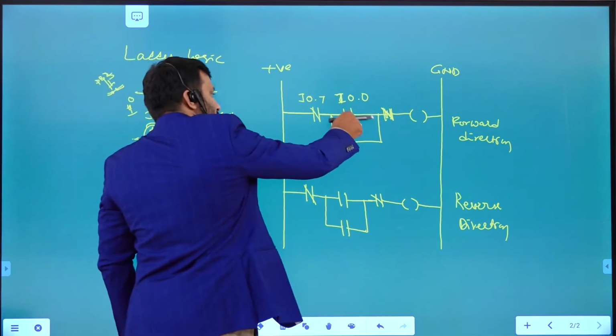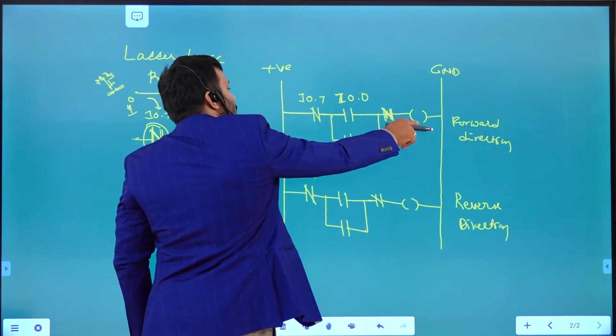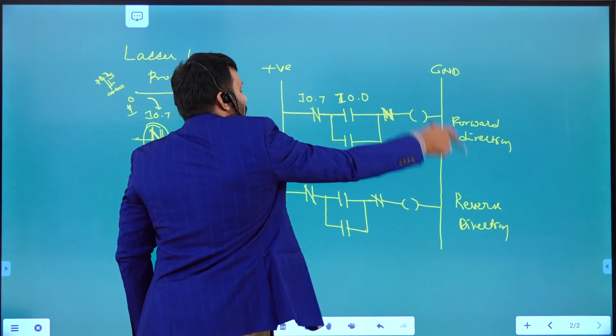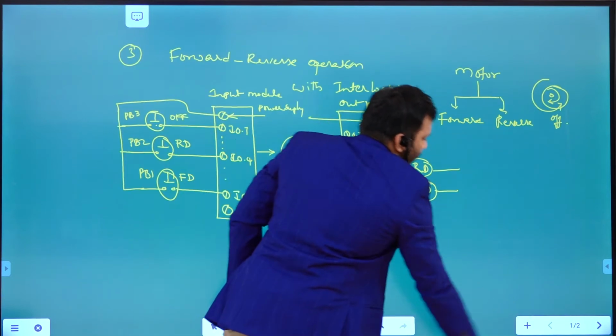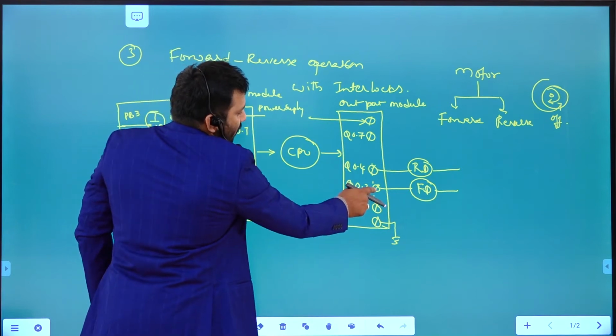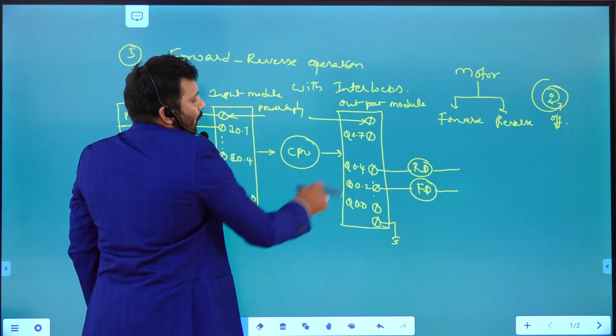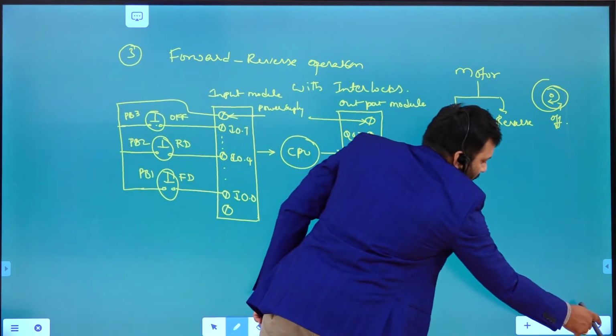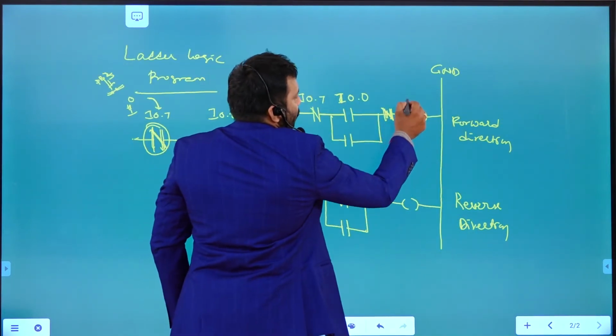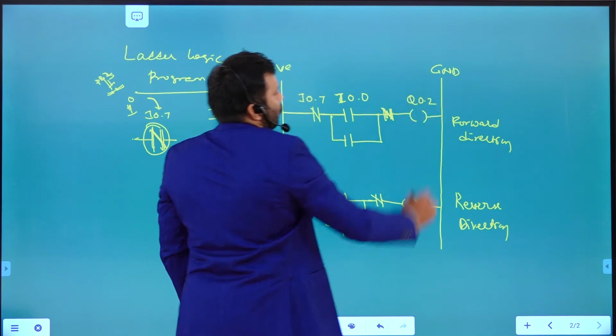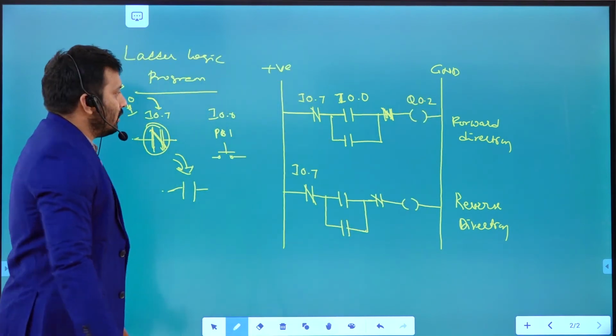If it is closed, what should we do? The motor should rotate in the forward direction. To rotate in the forward direction, to what terminal did you connect? This coil contact Q 0.2 is connected to the third terminal. That is the reason you need to write Q 0.2 here.